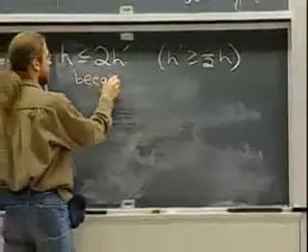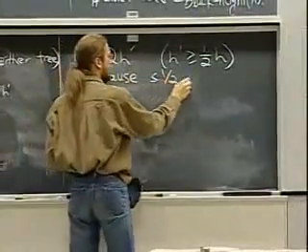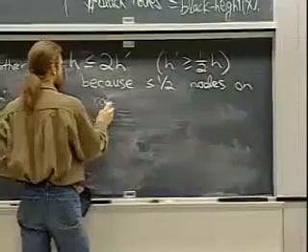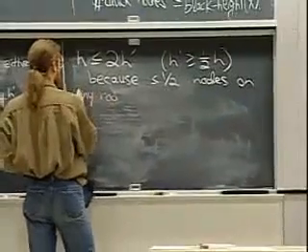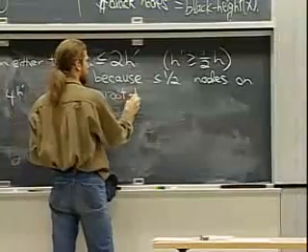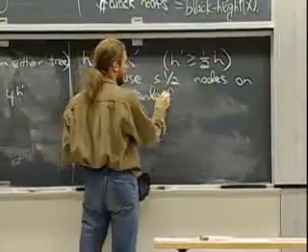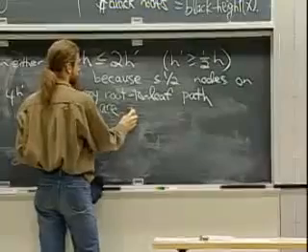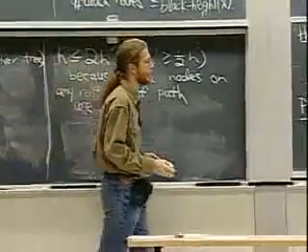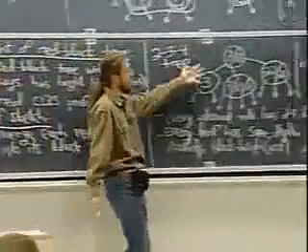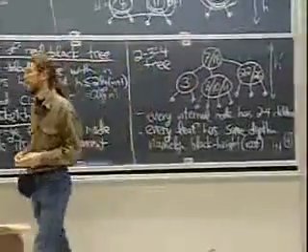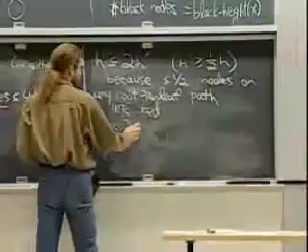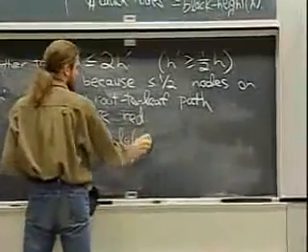Because at most a half of the nodes on any root to leaf path are red. So at least half of them have to be black, and all the black nodes are captured in this picture because we only threw away the red nodes. So we have this relation, and therefore h is at most 2 times log n plus 1.